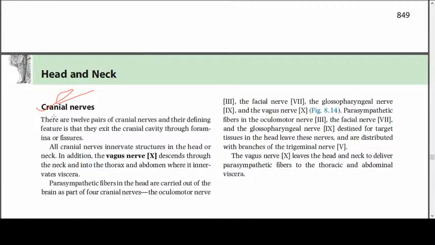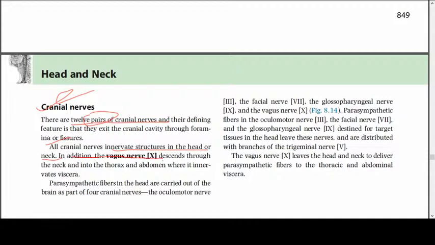So let's study. There are 12 pairs of cranial nerves, on both sides. The defining feature is that they exit the cranial cavity through foramina or fissures. Obviously it is a nerve and it must reach the destination it is meant to reach, so there are various fissures around the skull for it to pass so that it can supply the various viscera. All the cranial nerves innervate structures in the head or neck.